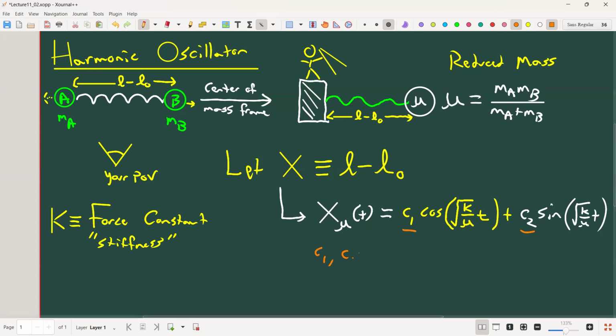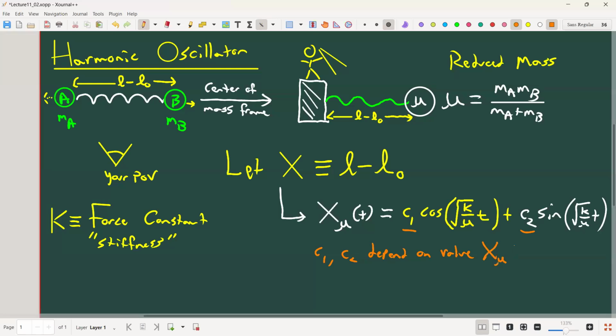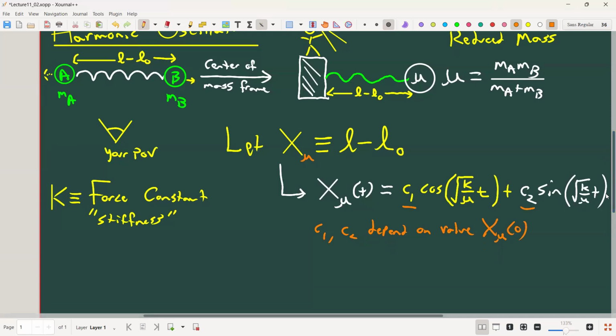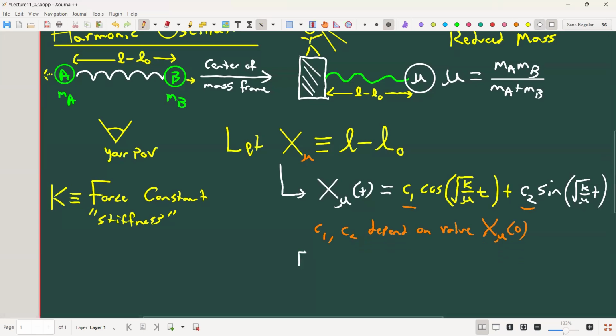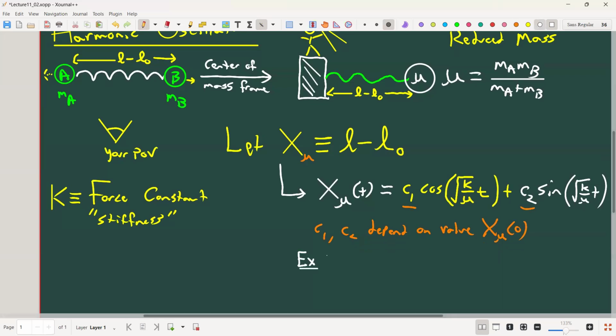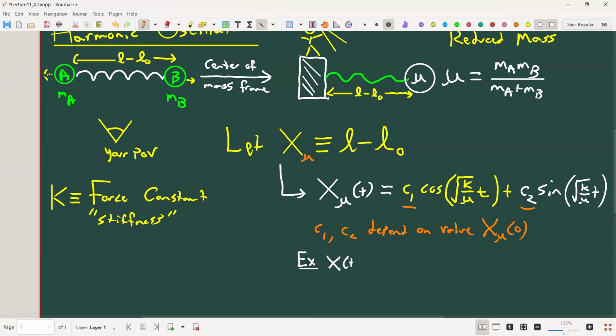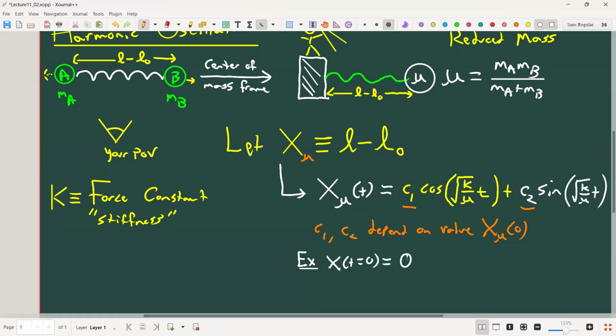The C1 and C2 depend on the initial conditions, which is x of 0. I just have this mu label here to be consistent. So let's do a quick example. Imagine that x of 0 at t equals 0 is 0, so it's at equilibrium.